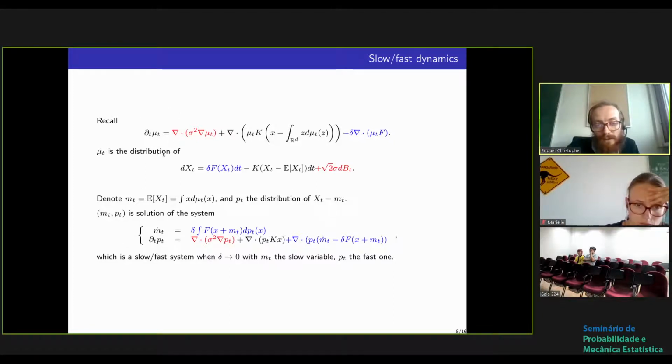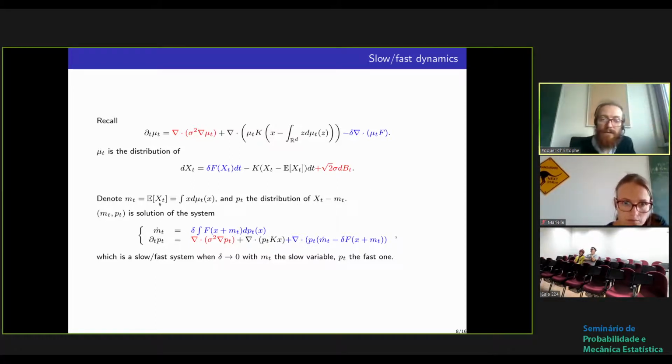So instead of looking at the dynamics of mu t, we'll look at the dynamics of m_t. So m_t will be the expectation of x_t. And on one side, we look at m_t, and then we look at p_t, which is the distribution of the recentered process, so x_t minus m_t. So if you look at these two quantities, you don't have just one PDE, but a system of equations with one differential equation for m_t and one PDE for the evolution of the distribution p_t, which is the distribution of x_t minus m_t.